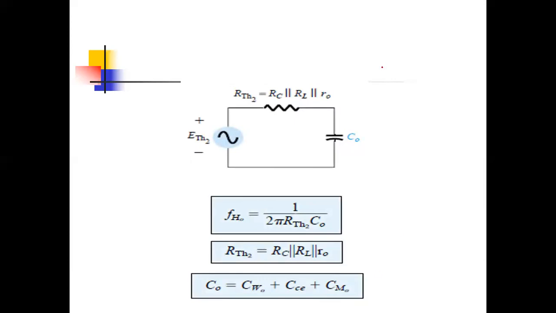In this way, we have calculated the frequency of the common emitter amplifier. So this is the common emitter amplifier at the high frequency.